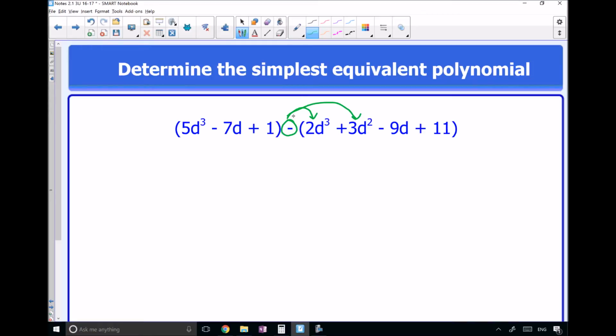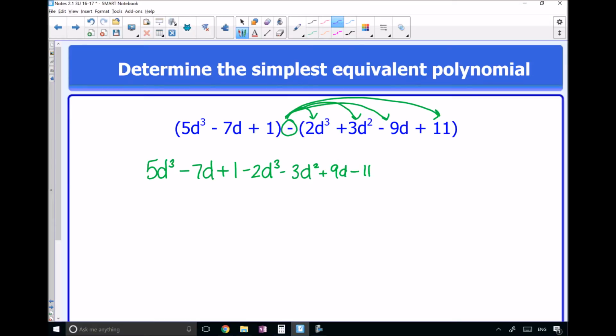That's going to get distributed to everybody inside of your brackets right here. So the 5d to the power of 3 stays the same because there's nothing distributed in front. It technically has an invisible plus sign in front. Minus 7d stays the same, plus 1. And then minus, when I distribute the negative to the positive 2d cubed, I get negative 2d cubed. This negative distributed becomes negative 3d squared. This negative will make the negative 9d positive 9d, and this negative here will make this positive 11, negative 11.